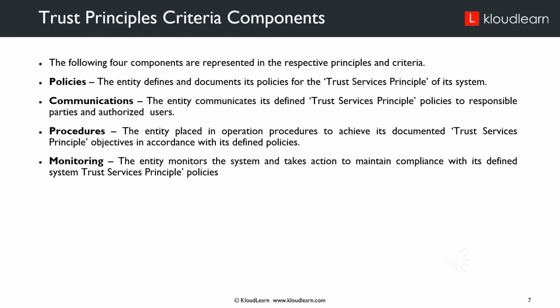Trust principles criteria components. The following 4 components are represented in their respective principles and criteria. Policies. The entity defines and documents its policies for the trust service principle of its system. Communications. The entity communicates its defined trust service principle policies to responsible parties and authorized users. Procedures. The entity places in operation procedures to achieve its documented trust service principle objectives in accordance with its defined policies. Monitoring. The entity monitors the system and takes action to maintain compliance with its defined system trust service principles policies.